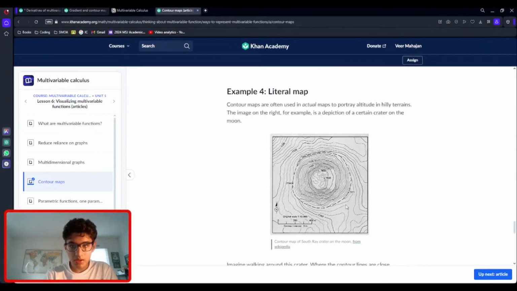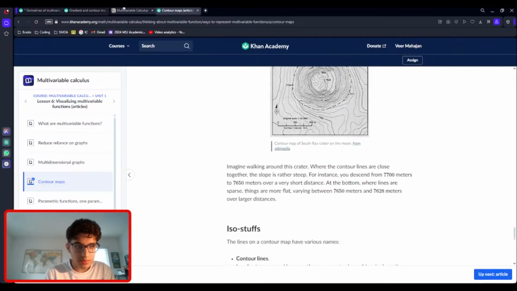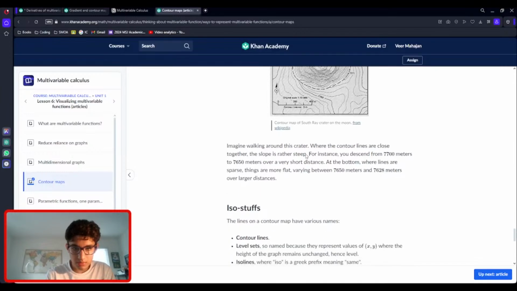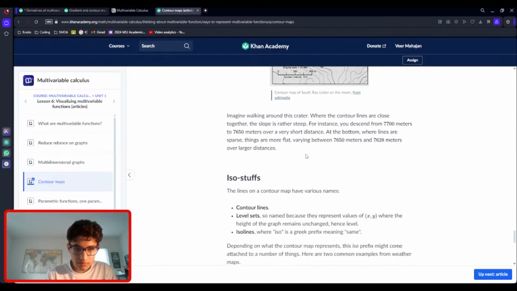And a literal map. Oh, okay. Contour maps are often used in actual maps to show altitude in hilly terrains. Okay, good. So contour maps can be used for a lot of other stuff. Good. Wait, so this is useful. I should have known that before.